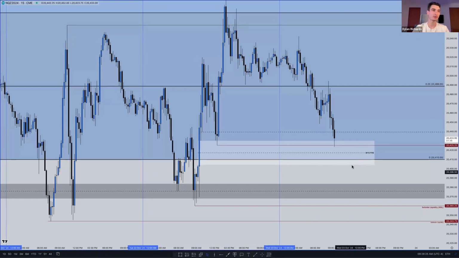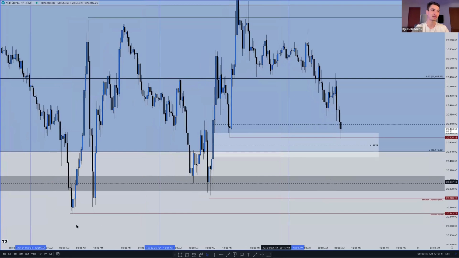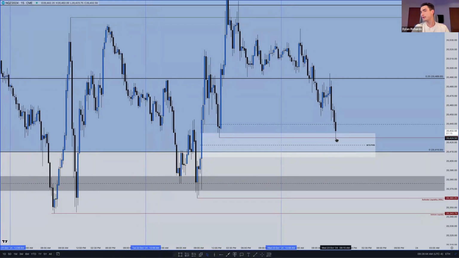Why do I have that? Because if we're going to get down to that daily volume imbalance and these equal lows, then I'd want to see us trade down through this fair value gap, use it as inversion, resistance, and continue to sell off, right? So that's why I'm working with that level in here.